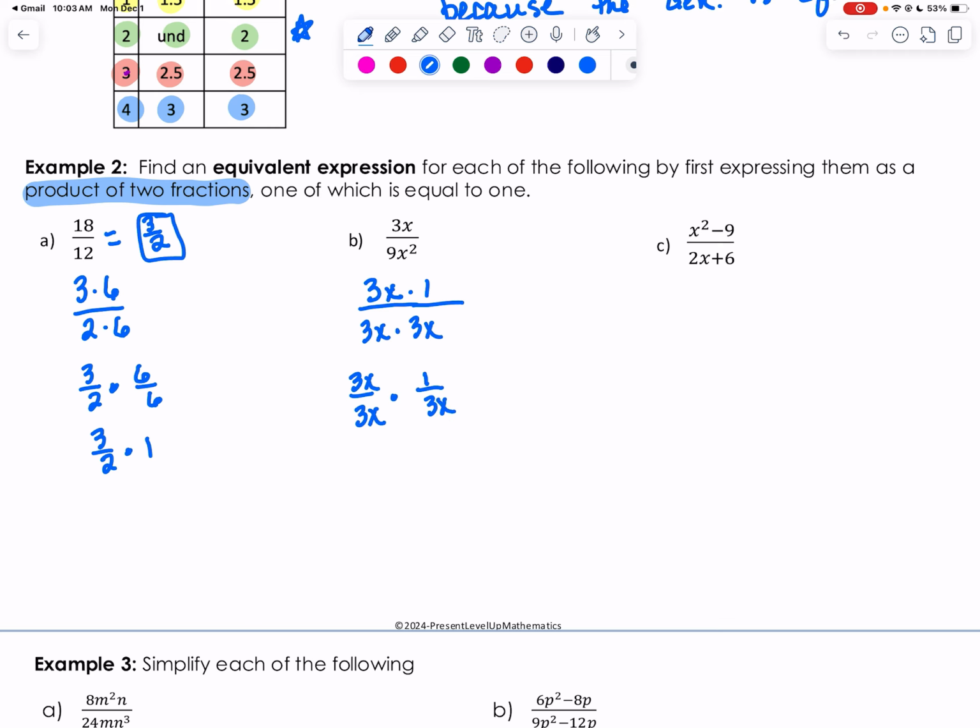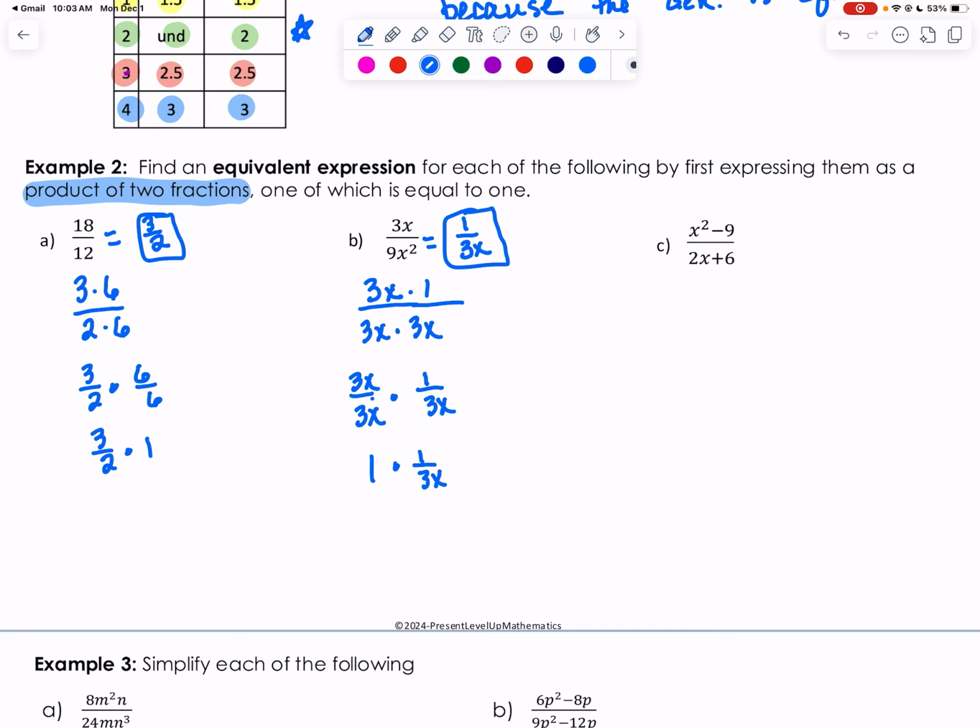Now, just like 6 divided by 6 is equal to 1, 3x divided by 3x is also equal to 1. So if I wanted to simplify 3x over 9x squared, that's simply 1 over 3x. That would be its simplified form. All right, let's look at C.